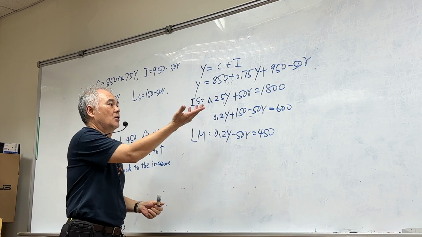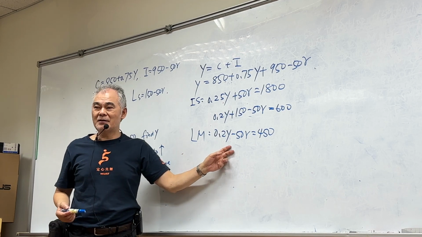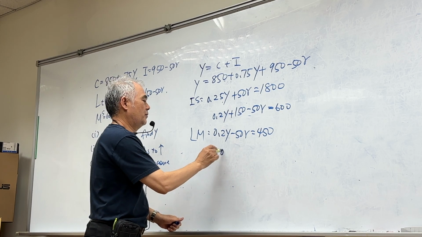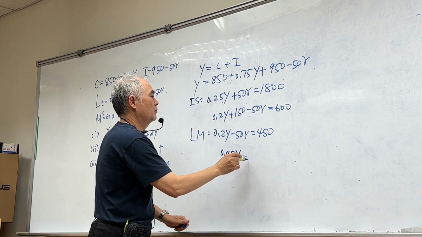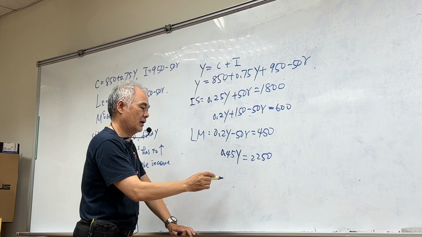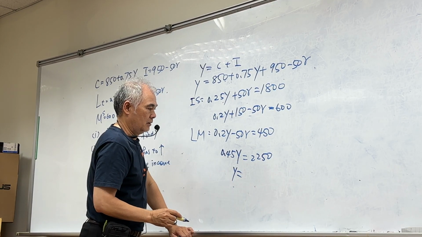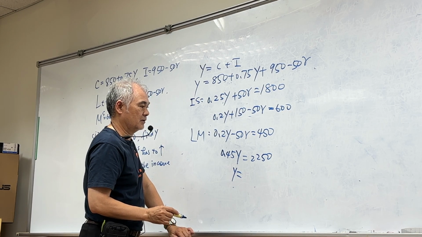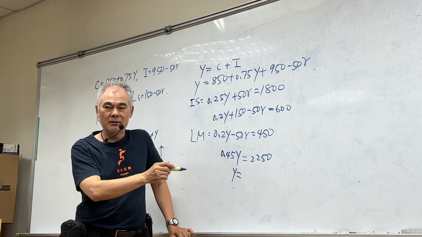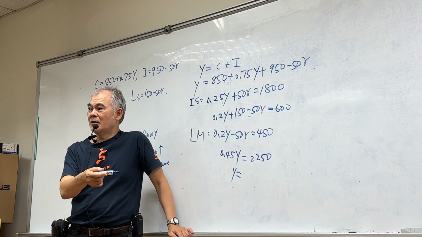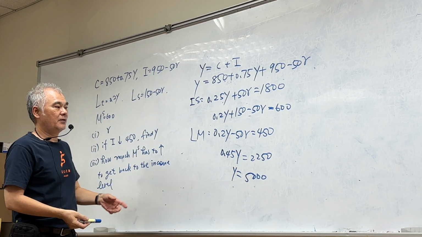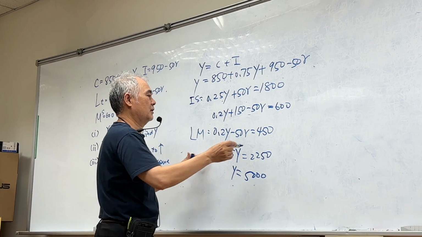You have IS and LM, two equations, a simultaneous equation, and then we can deal with it. The same thing, you're going to be grateful to this professor. If you add this and this, R is gone. So 0.45Y is equal to 2250. Okay, so how much is Y? Good, thank you. And you got this, then it should be easy to get this one.